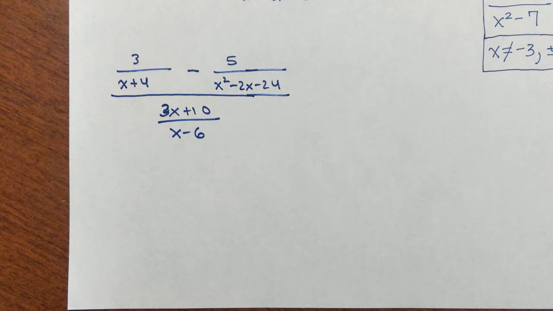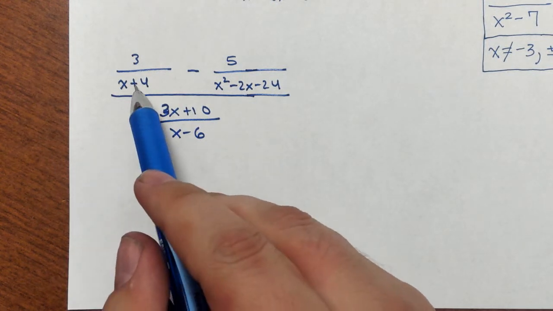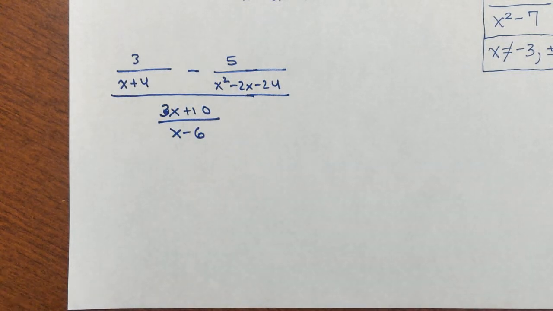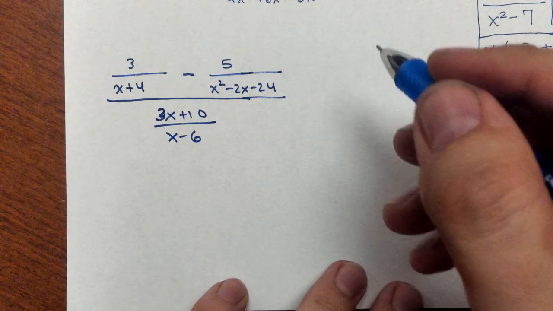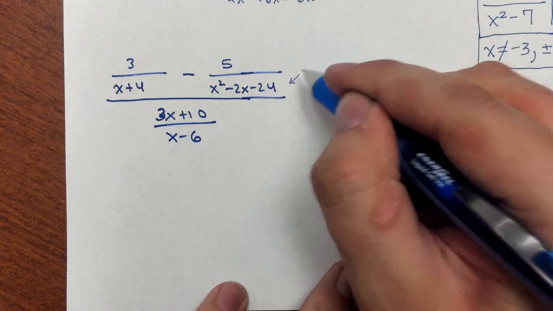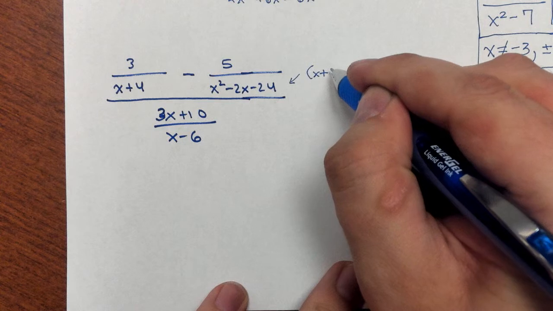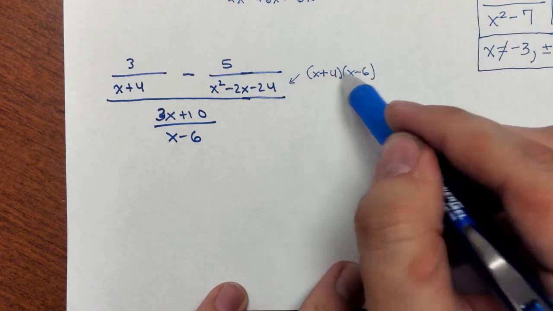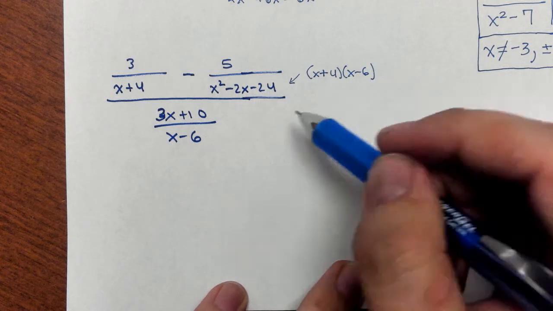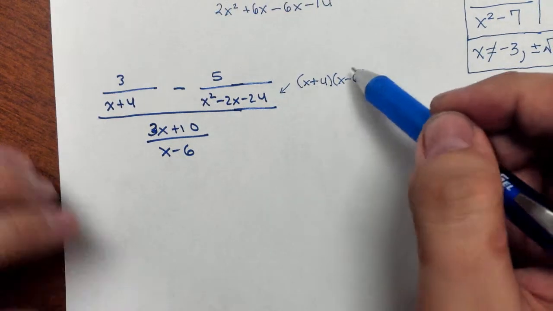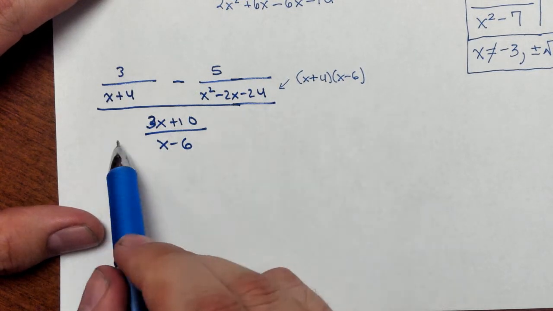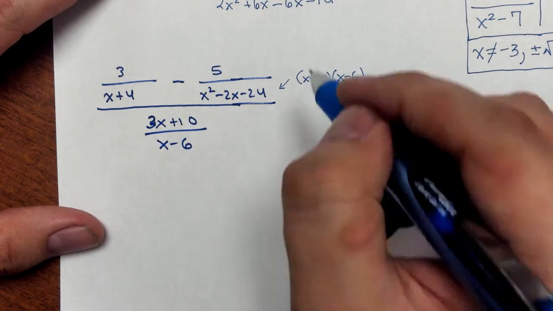So again, if I want to do this, I have to figure out my LCD. I see these two distinct factors here, x plus 4 and x minus 6, and I see this factorable polynomial over here. So I want to look and see how this factors. This is x plus 4 times x minus 6, because their product is negative 24, their sum is negative 2. Leading coefficient's 1, I can just do this really easily. So my LCD is x plus 4 times x minus 6, because that covers all of these factors. That's my LCD.